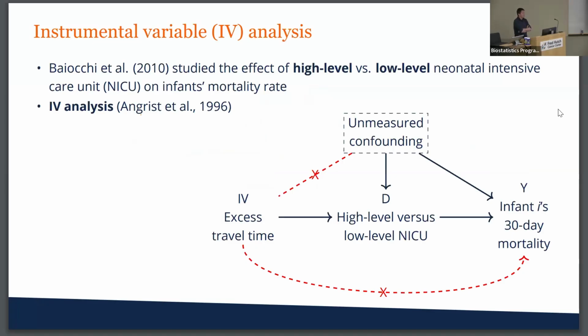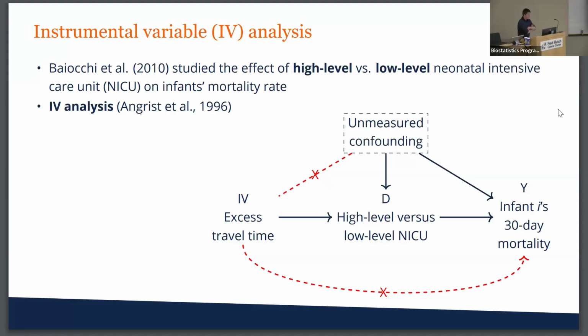So this is the motivating example, the data set that we've been looking at. In a 2010 JASA paper, the authors studied the effect of high level versus low level neonatal intensive care units, NICU, on infant mortality rate. So the treatment here is just high level versus low level NICU. Outcome is 30-day mortality rate. Clearly, there is a lot of self-selection in where mothers deliver their kids. And here, I need to mention, all the children being studied here are preterm babies.